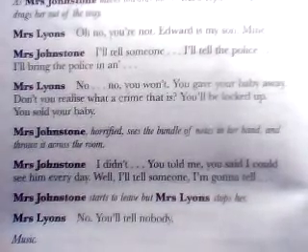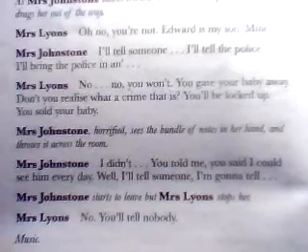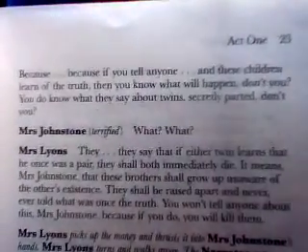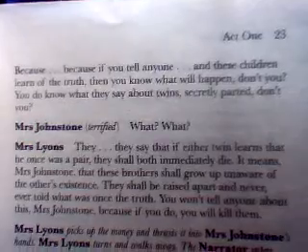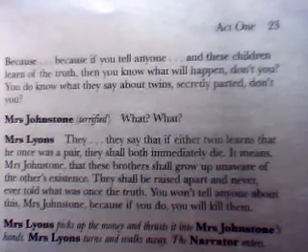Mrs. Johnstone starts to leave, but Mrs. Lyons stops her. Mrs. Lyons says, no, you'll tell nobody. And there is music. Because if you tell anyone, and these children will learn of the truth, then you know what will happen, don't you? You know what they say about twins secretly parted, don't you? Mrs. Johnstone, terrified, says, what?